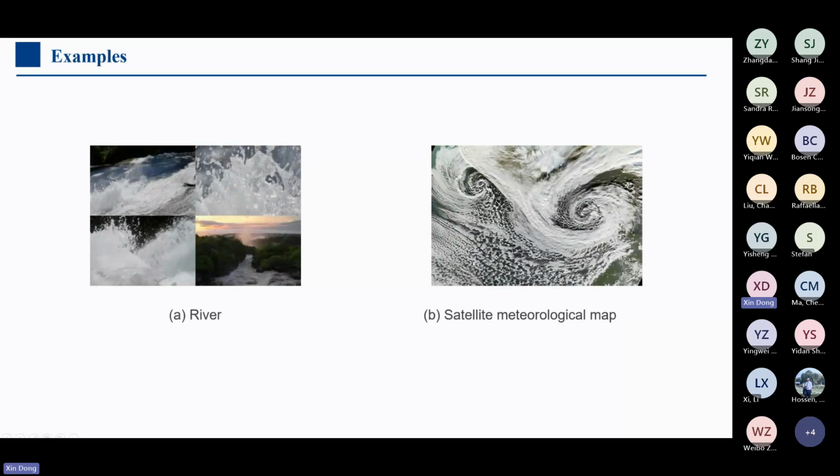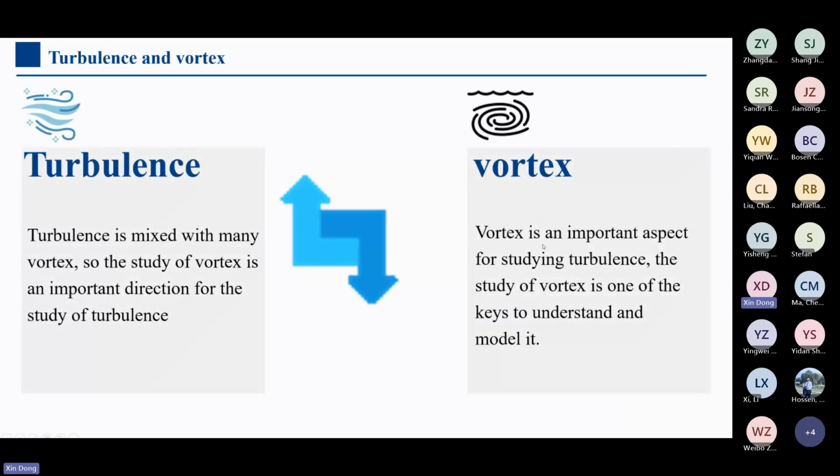And another one is the satellite meteorological map. We can see more clearly there are two eddies here. We can see the structure of the eddy more obviously. The eddy and the turbulence are inseparable. Turbulence is mixed with large and small eddies.